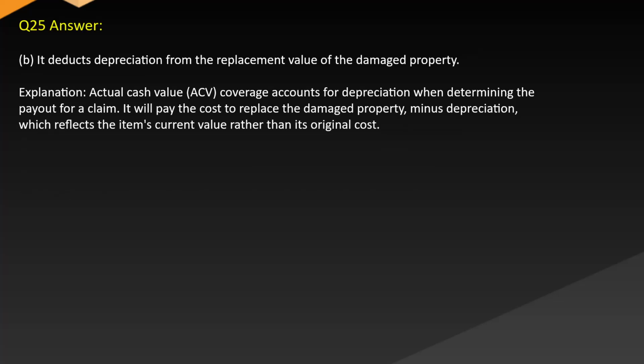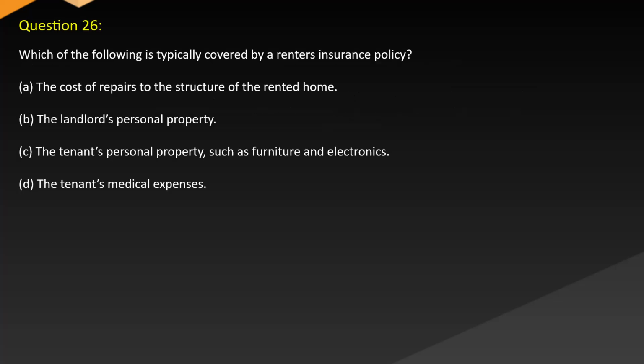Answer: B. It deducts depreciation from the replacement value of the damaged property. Explanation: Actual cash value (ACV) coverage accounts for depreciation when determining the payout for a claim. It will pay the cost to replace the damaged property minus depreciation, which reflects the item's current value rather than its original cost.